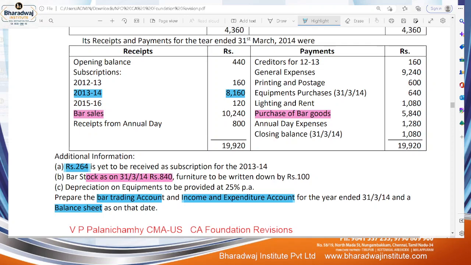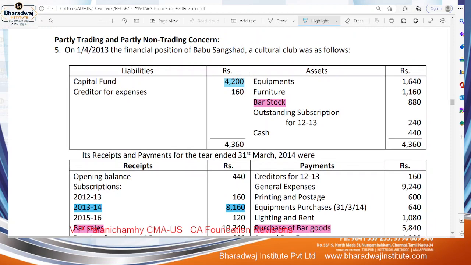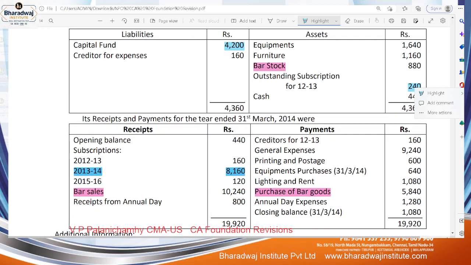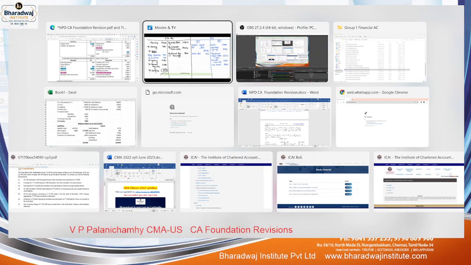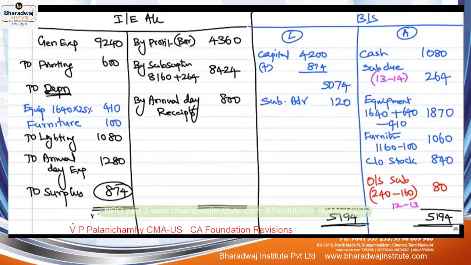One of the most important things is to look at the opening balance sheet. Opening balance sheet la what is outstanding subscription given? 240 கொடுத்திருக்கான். Collection side la பாருங்க, எவ்வளவு collect பண்ணிருக்கோம்? Only 160 is collected. Out of this 240 only how much is collected? 160 is collected, so yet to be collected, for the last year, what is yet to be collected? 80. So 240 la we collected only 160. Now balance 80 collect pannu. This is for the last year. Current year oda 264. So tally panna 5194 you should get.